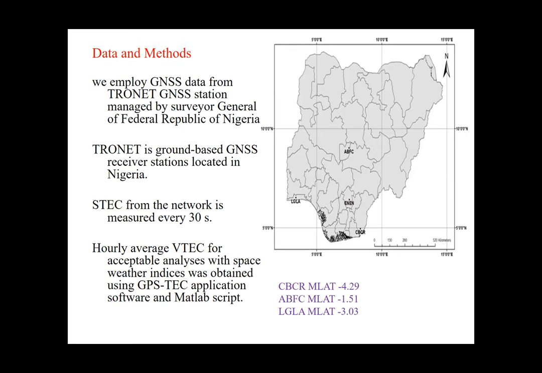Then we can see the stations there beneath. That is a typical diagram; I made this diagram myself. It's quite different from the station diagram you can see online, so I made my own showing the points of the selected stations. You can see CBCR with magnetic latitude -4.29, ABFC at -1.51, and then LGLA at -3.03. The first is Calabar, the second is in Abuja, and the third is in Lagos state, all located in Nigeria.